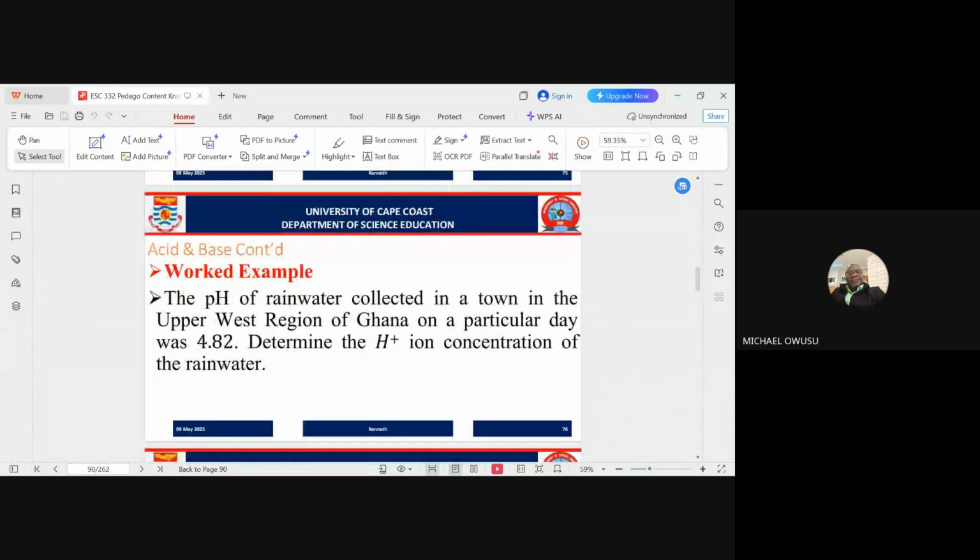Okay. The pH of rainwater collected in a town in the Upper West Region of Ghana on a particular day was 4.82. Determine the H plus ion concentration of the rainwater. This one here. Quickly. One minute.